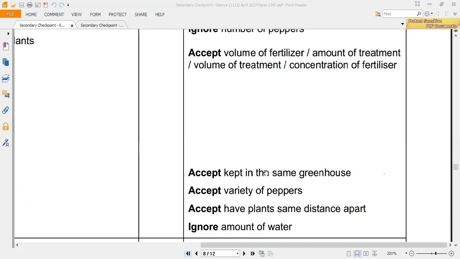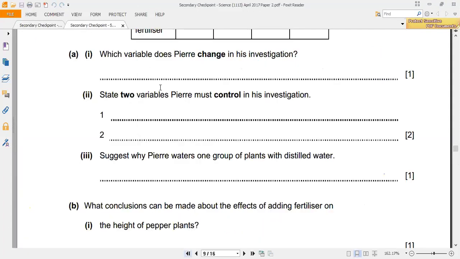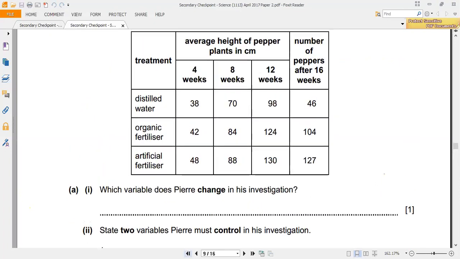There, the student asked about the variables. Okay, I'm going to send this again. The variables are classified into 3 types. Type number 1, independent variable. These independent variables are the variables that we change by our own, by our hands. In this example, the type of fertilizer. So this is the independent variable.